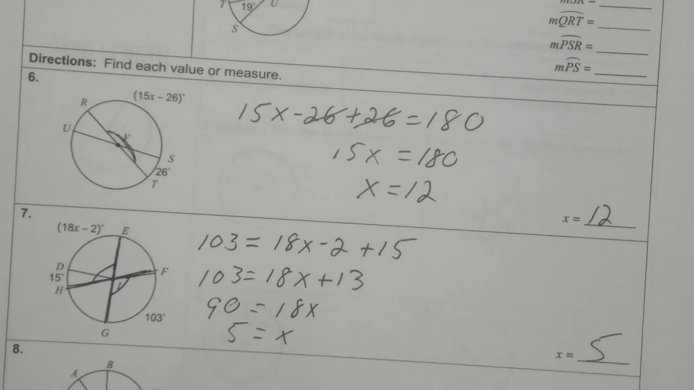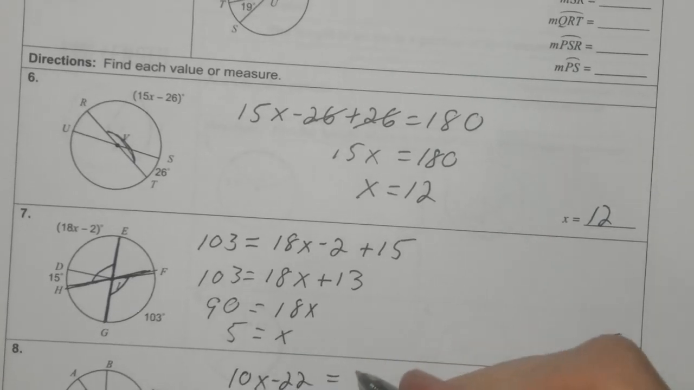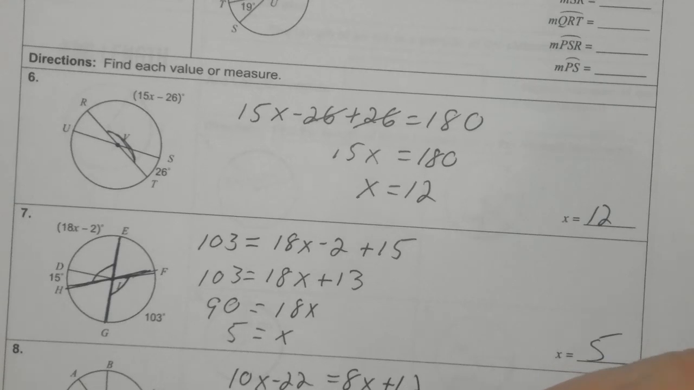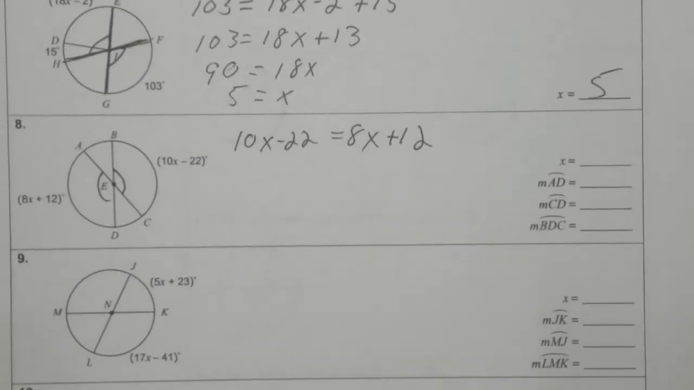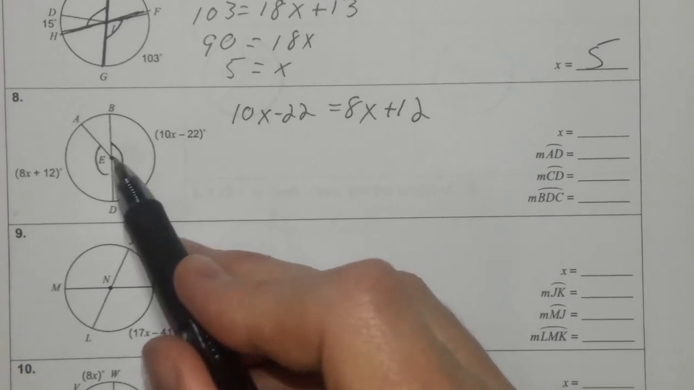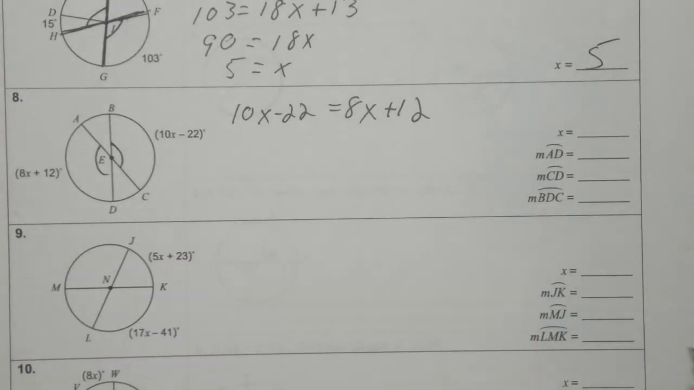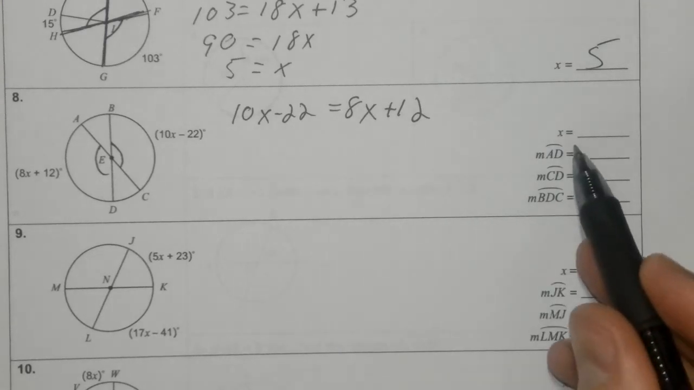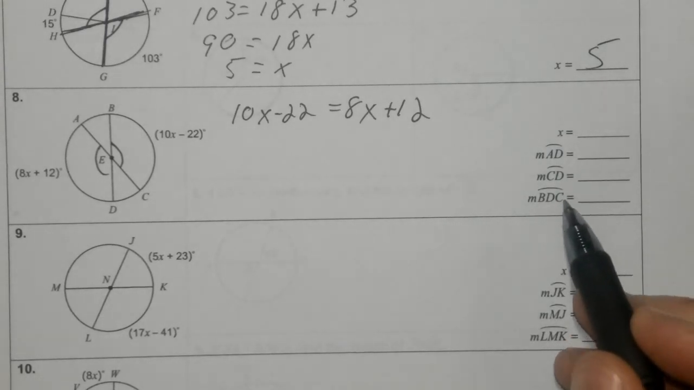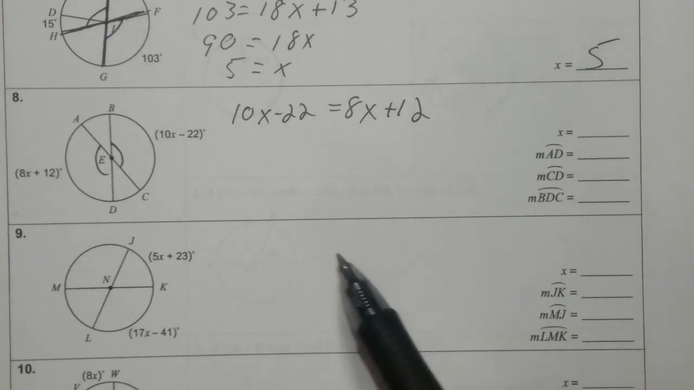For the next one, we have the vertical angle thing again. These are vertical, so they're equal. So I can just say 10x minus 22 equals 8x plus 12. You're going to be using strategies like that throughout. Oh, you can't see that, sorry. I said these two are vertical. So this equals this. I can set that up, solve it for x. Pretty simple. After I get x, though, for this one, I'm going to need to plug in and actually find some arc measurements, which shouldn't be a problem.